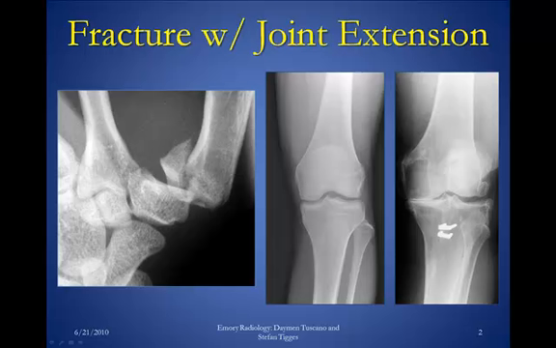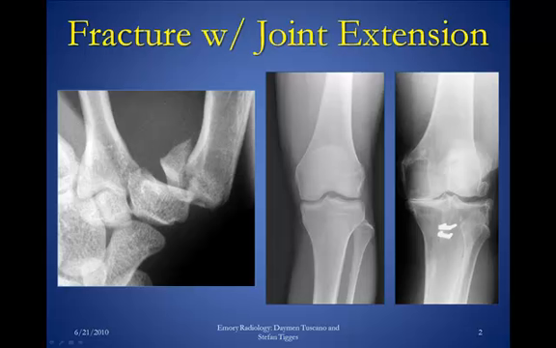So one of the things that fracture with joint extension can result in is instability, and we'll talk a little bit about that and illustrate joint instability after fracture with this example of the base of the thumb.